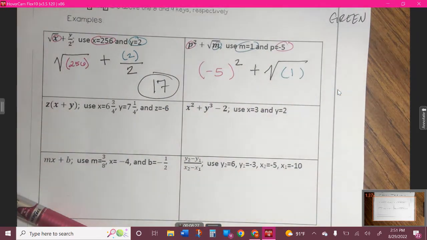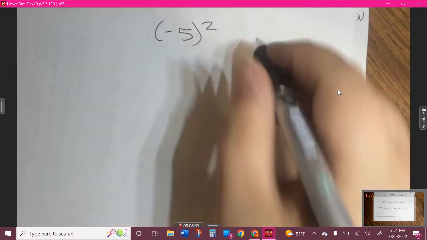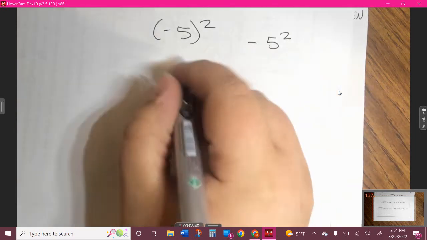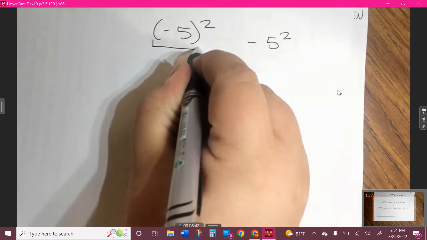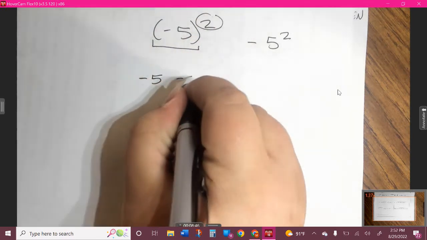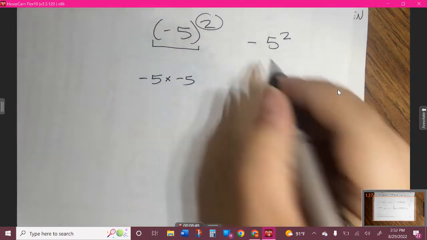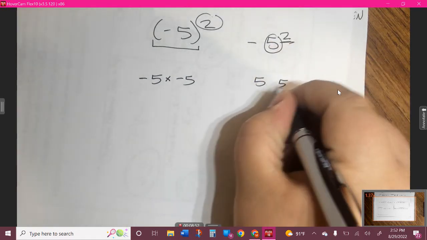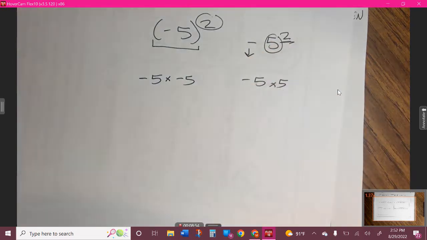Okay. And just real quick so I can show you why those parentheses are important. We just had this written down. If I didn't have parentheses, I'd have this written down. We know that this means to take the base as many times as the exponent says. So 2 -5s and then multiply them, right? So here the base as many times as the exponent says, and then multiply them.